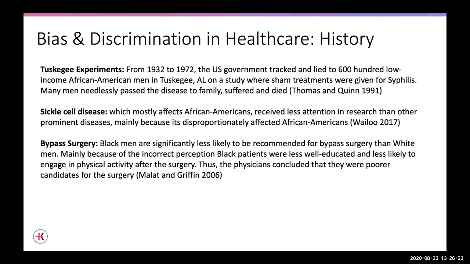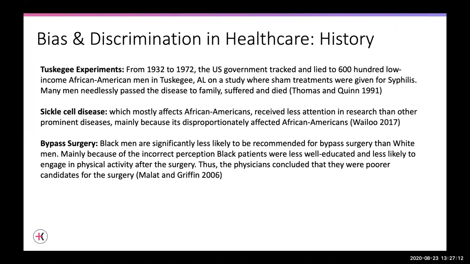So, as you can see on this slide, healthcare is rife with inequity and racial prejudice. So if you had any doubts that fairness in ML or racial prejudice doesn't exist in healthcare, this slide and several others that I'm about to show will lay that issue to rest quite quickly.